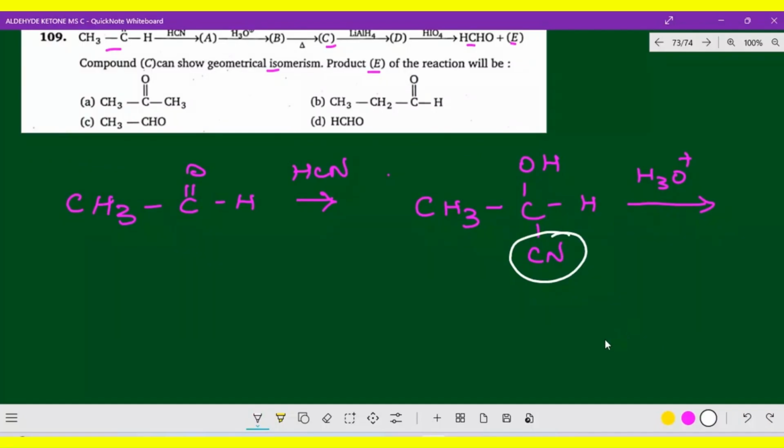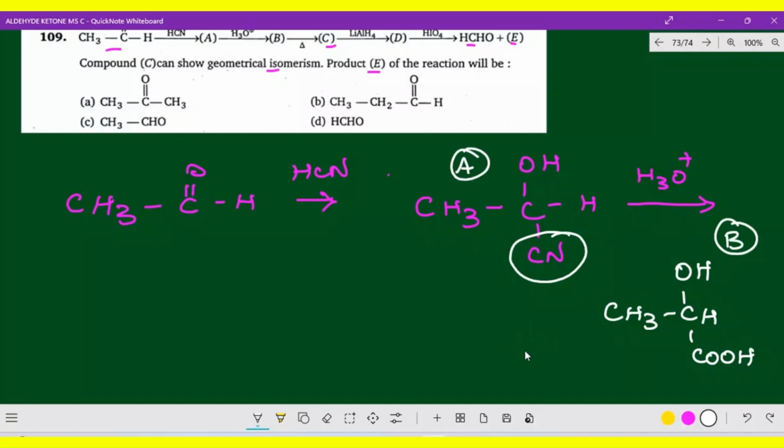So you will be getting CH3, CH, here OH, and here COOH, right? Why? You know, this carbon is converted to acid. Now, this is compound B. This is compound A, and this is compound B. Right, now the next point.